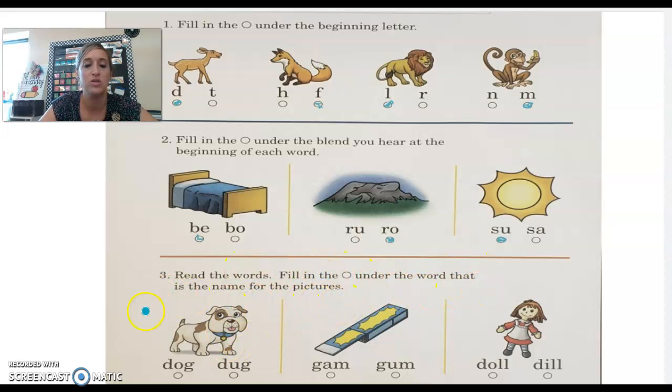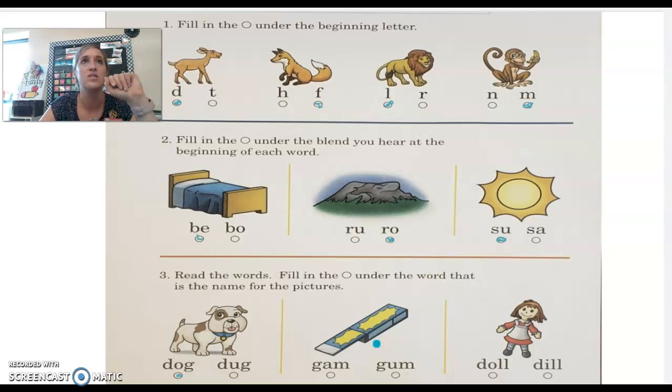Number 3 says, read the words and fill in the circle under the word that is the name for the picture. So this is a dog. D-O-G. So look at those words. You're looking for one that has a vowel sound in the middle that says d-o-g. Good, right here.